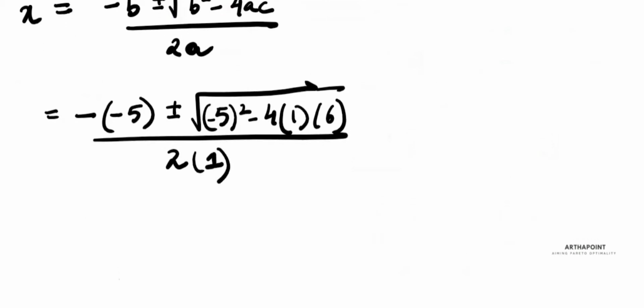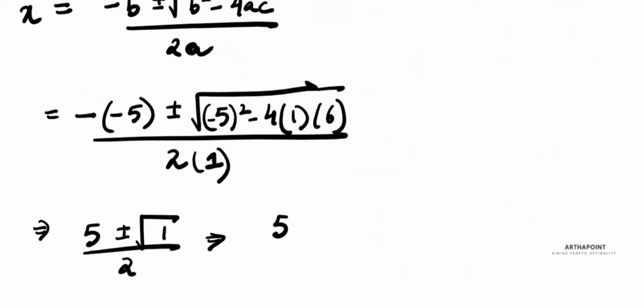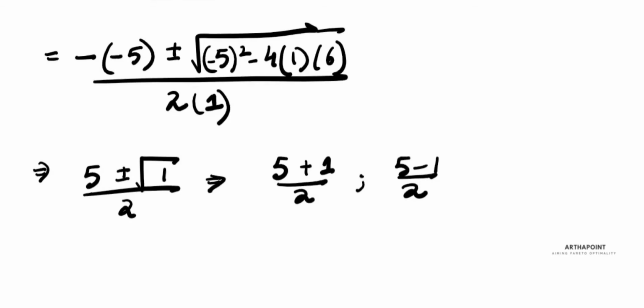So once I solve this equation, I get 5 plus minus root 1 by 2. So I get 5 plus 1 by 2, and I get 5 minus 1 by 2. So I get 6 by 2, which is 3. And I get 4 by 2, which is 2.